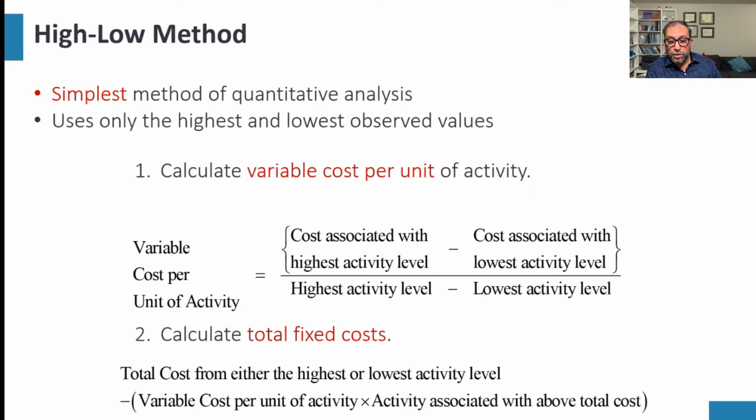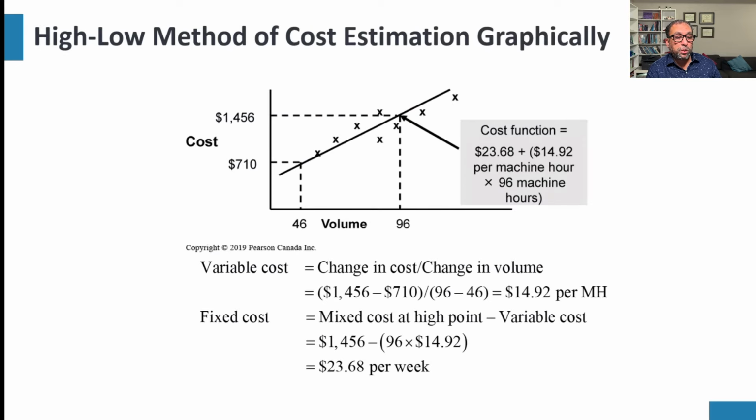But the low and high method does not provide an accurate figure because it ignores all other observations. We are just focusing only on the low end and the high end, and sometimes there is a possibility of outliers for any reason. So in that case, it is difficult. We see here total cost from either the highest or the lowest activity level minus variable cost per unit of activity into the activity associated. So this is the way that we can calculate the fixed cost. So variable cost, fixed cost, and we used an example to figure it out.